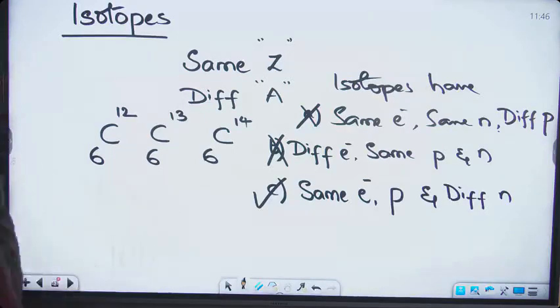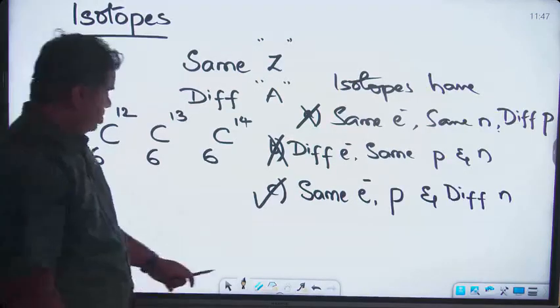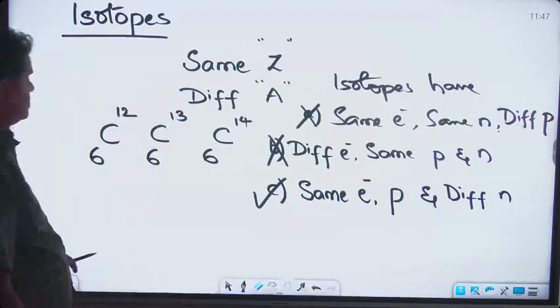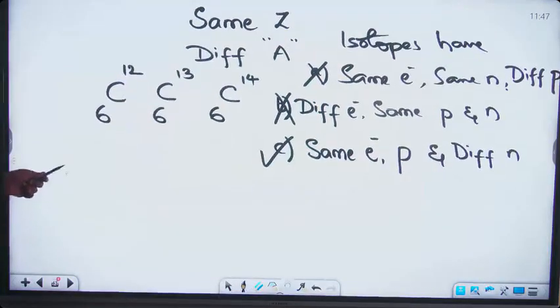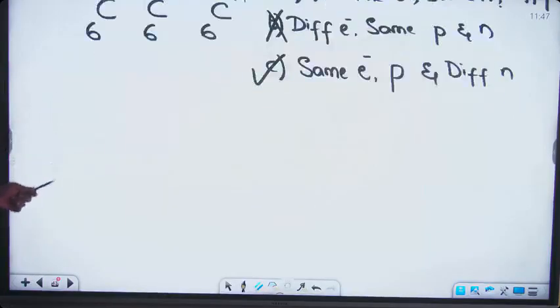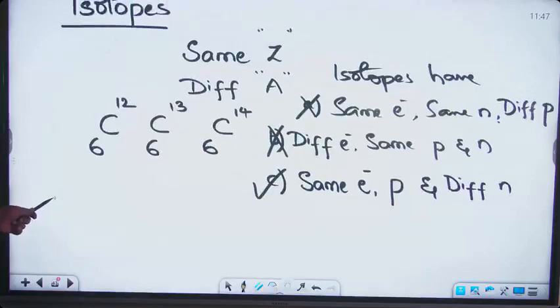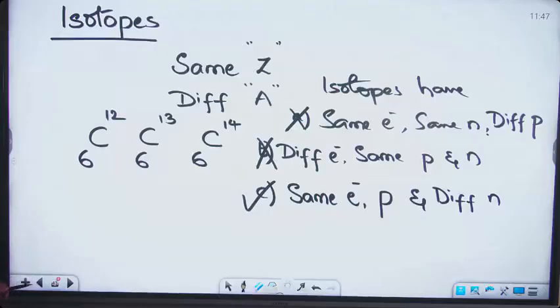So we can give the statement in two ways. Isotopes are the elements having the same atomic number but different mass numbers, or isotopes have the same electron number, the same proton number but different mass number. Example for isotopes: carbon C-12, C-13 and C-14. Apart from these, you can give one more example.